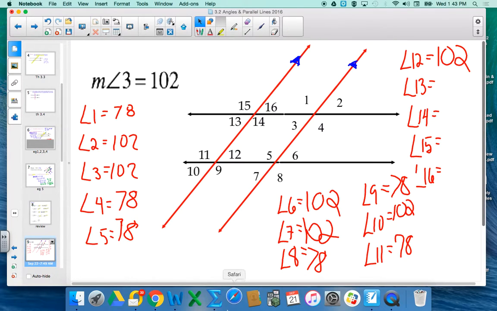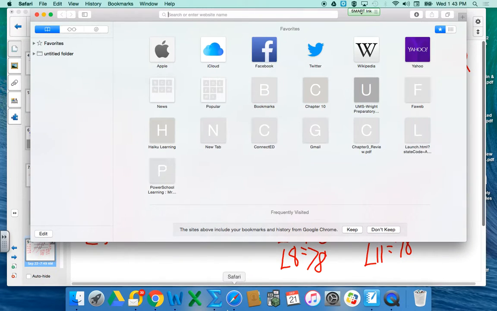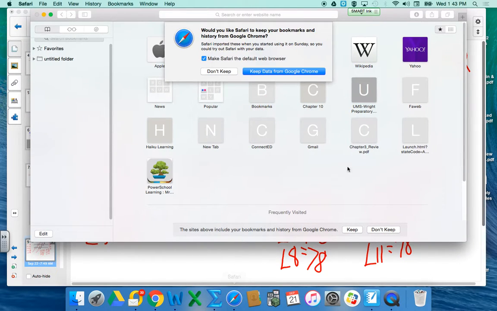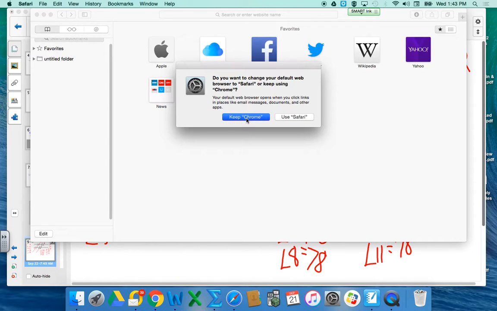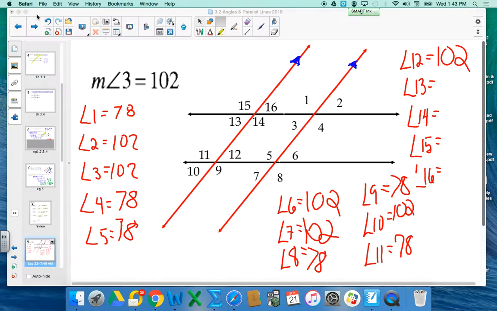Okay. All right, so 10, oh, no, that's all right. Oh dear, what does that mean? Keep data from Google Chrome? I don't know.